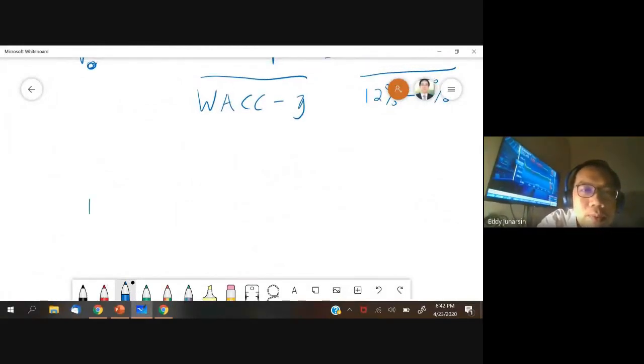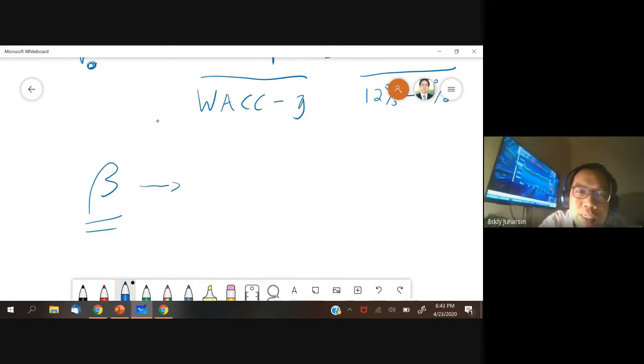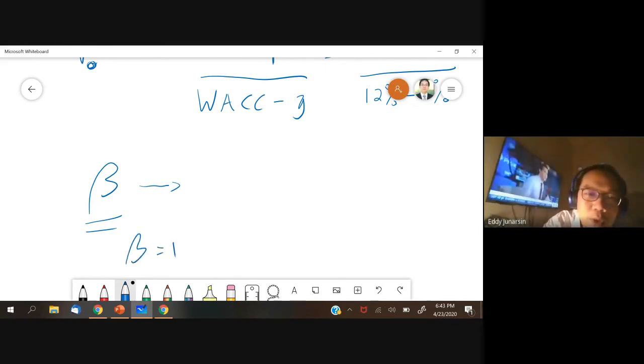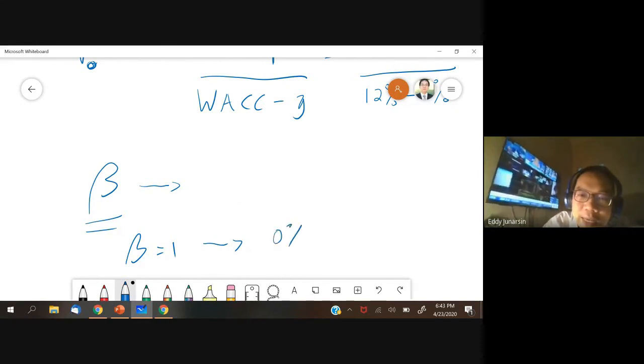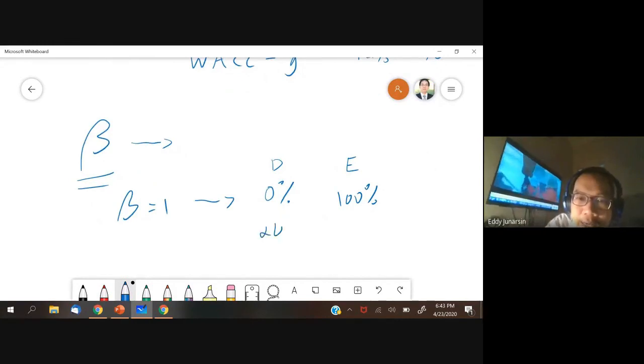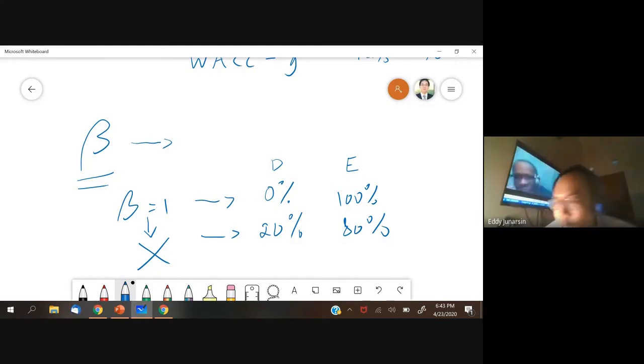So this is a very interesting concept. The beta that we have only holds when the capital structure is maintained, or is static. If we don't change the capital structure, then the beta will hold. For example, we know that the beta is 1.0 if we use 0% debt and 100% equity. So this is the idea. If I change it to 20% debt and 80% equity, then we cannot assume that the beta will remain 1. No. So we have to re-estimate the beta, because now there's a change in capital structure.